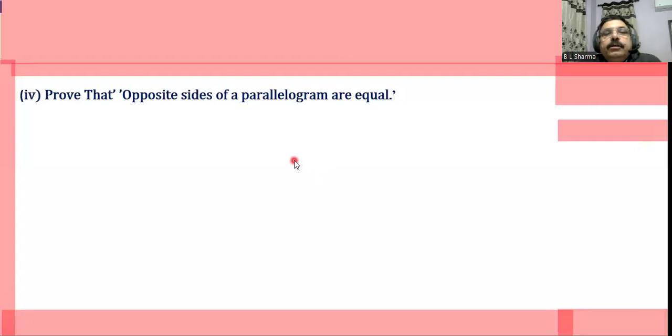Next property of a parallelogram is opposite sides of a parallelogram are equal. पैरेललोग्राम में अपोजिट साइड्स इक्वल होती है और ये हमें प्रूव करना है. पहले हम एक पैरेललोग्राम बनाएंगे. We have to construct a parallelogram first.